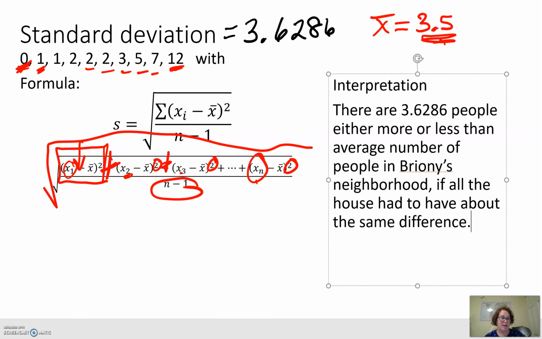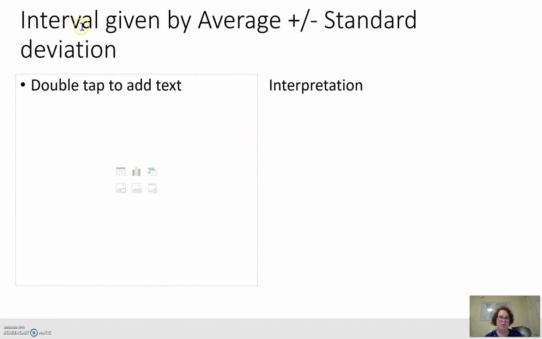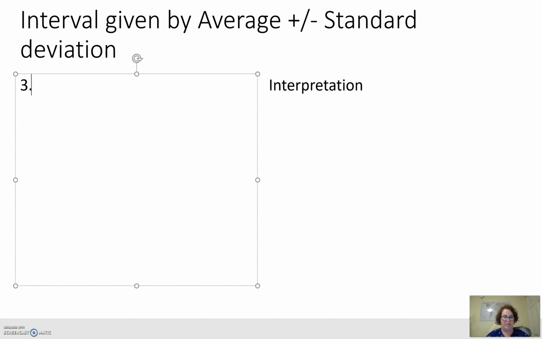So here's what we've done next. We can say, hey, this interval, when we go average, add or subtract a standard deviation. So let's see, our average was 3.5, and we either want to add or subtract, and we're going to have to do that in two separate calculations. There's not an add-subtract button, but there's an add button and a subtract button. If we go 3.5, both add and subtract this 3.6286, we end up with a low number. When we subtract, we end up with a negative 0.1286.